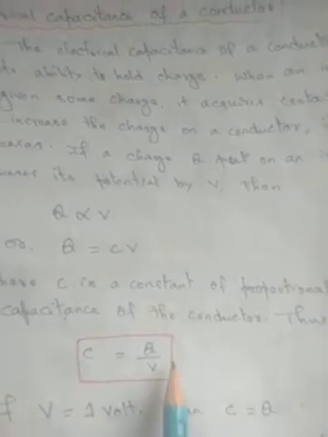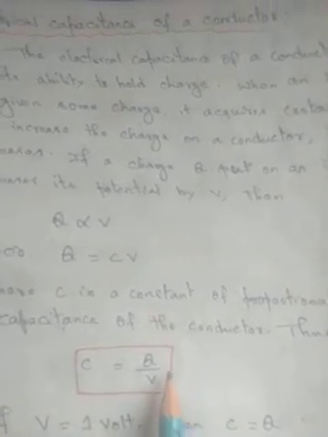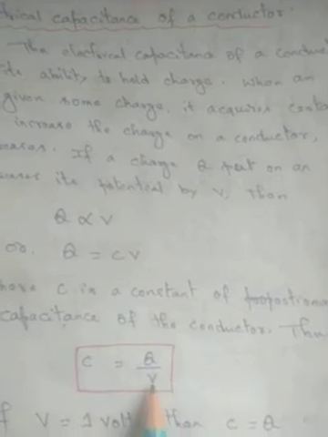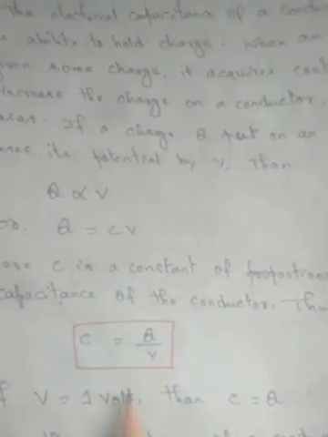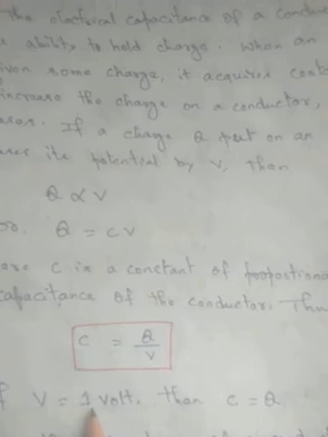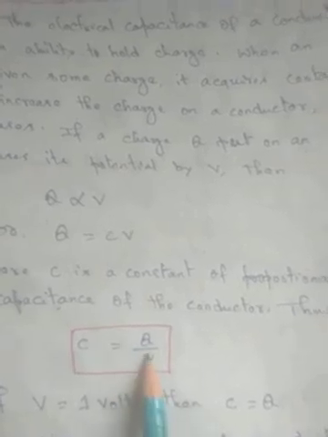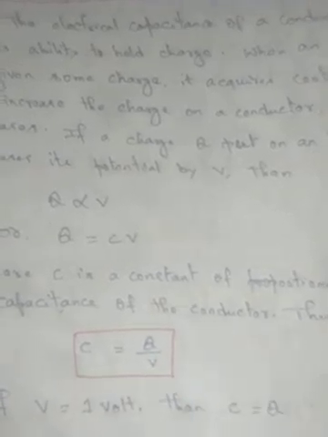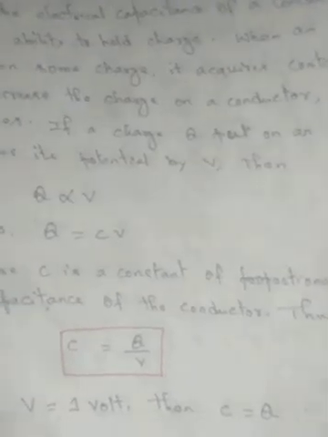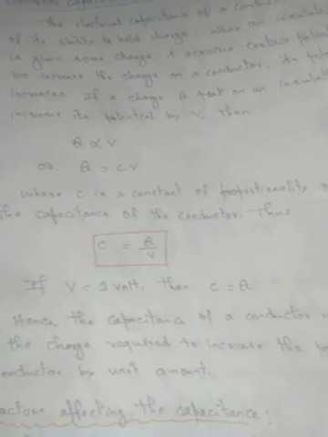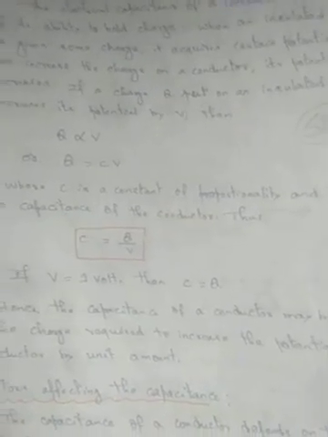Now let us define the electric capacitance from this equation. If I substitute V equals 1 unit, let's say 1 volt, then C equals Q. So we define the electric capacitance of a conductor as the charge which is required to increase the potential of a conductor by 1 unit. This is the definition.